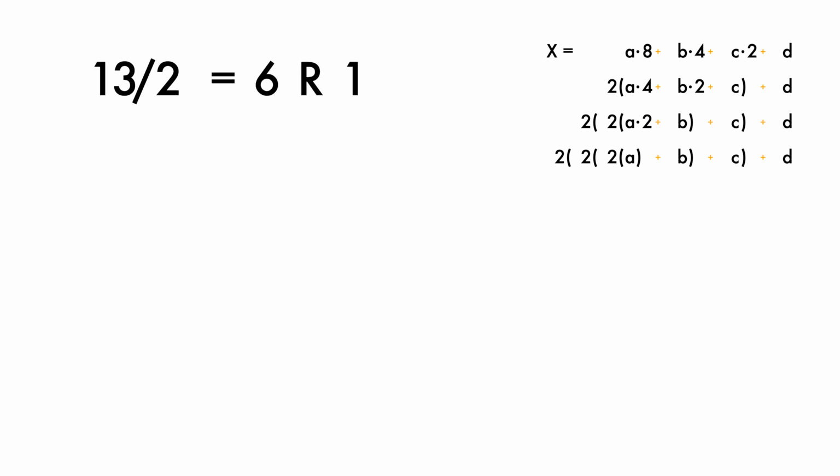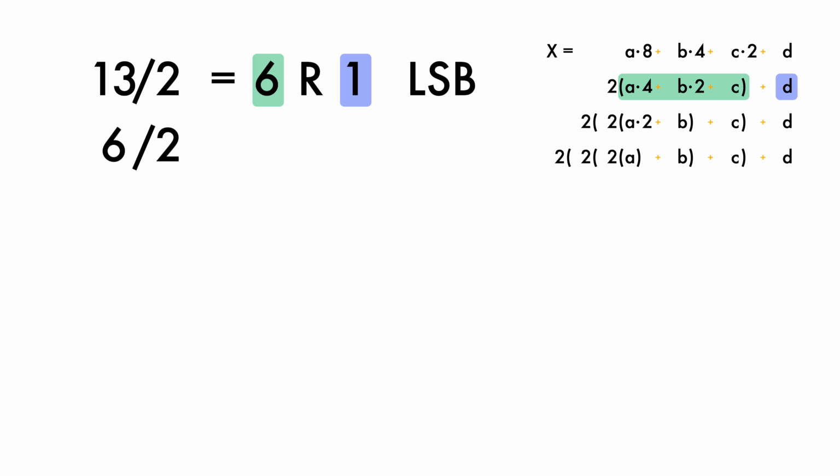So our something that multiplied by 2 plus d equals to 13, that is our 6. So 6 is the a times 4 plus b times 2 plus c, and the 1 is our d. Now, if our 6 is the a times 4 plus b times 2 plus c, which is, as we said, also a binary number, then we can just repeat the same process. So we carry the 6 to the next line, we divide by 2 using integer division, we check the remainder, and so on. So now the 3 that we're getting is equal to the a times 2 plus b, and our remainder 0 is our c.